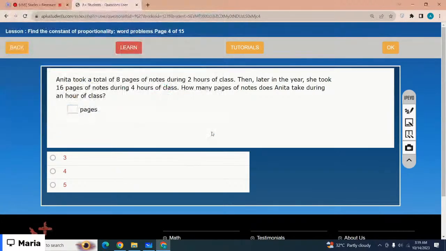Okay. Anita took a total of 8 pages of notes during 2 hours of class. Then later in the year, she took 16 pages of notes during 8 hours of classes. How many pages of notes does Anita take during an hour of a class? So, which is the correct option?